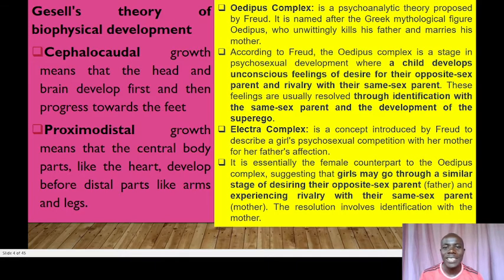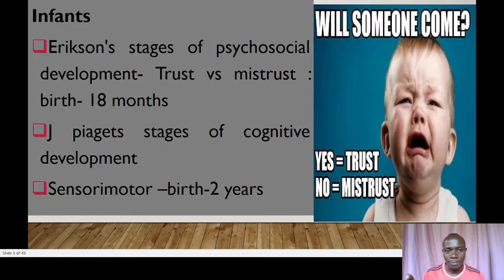However, this is normally resolved through identification with the father and the development of the superego. We also have the Electra complex, which is more associated with the girls. They go through a similar stage of desiring their father and experiencing some kind of rivalry with their mother. However, luckily, it is resolved with identification with the mother.